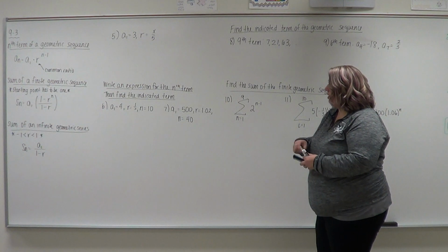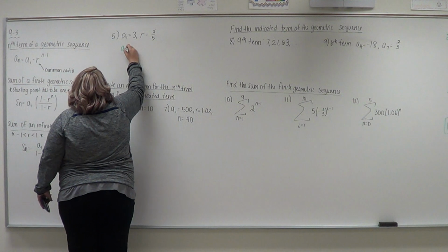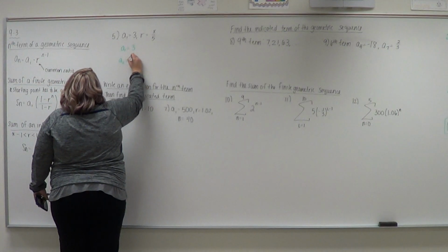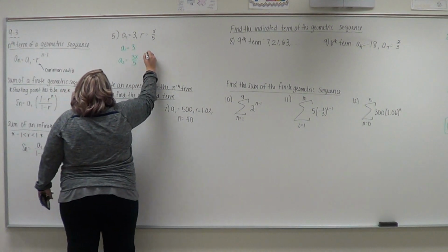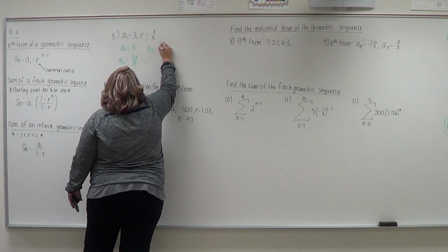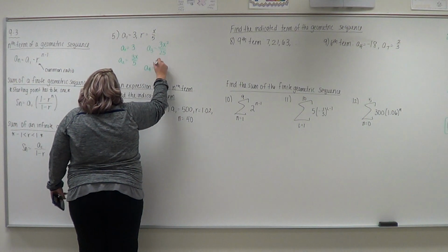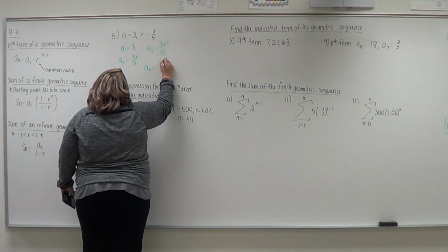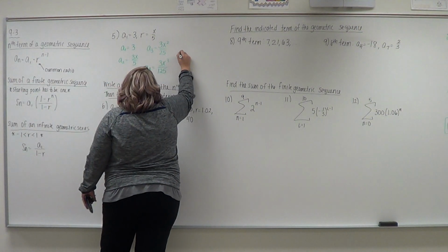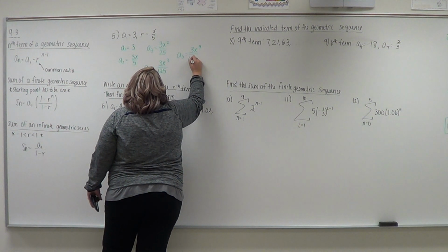Okay, so we're just finding the first 5 terms. The first one is 3. Then each time I'm going to multiply by x over 5. So the second term would be 3x over 5. The third term, if I multiply this by x over 5, would be 3x squared over 25. The fourth term, multiplying by x over 5, would be 3x to the third over 125. And then the fifth term would be 3x to the fourth over 625.